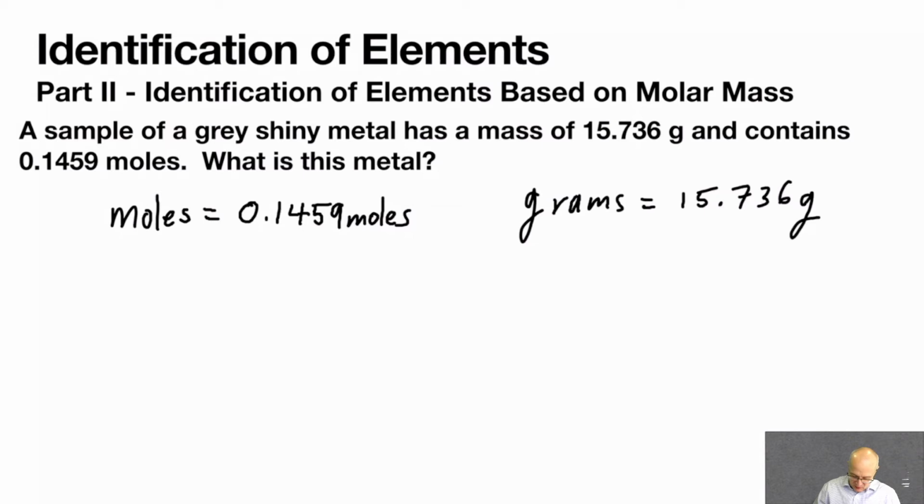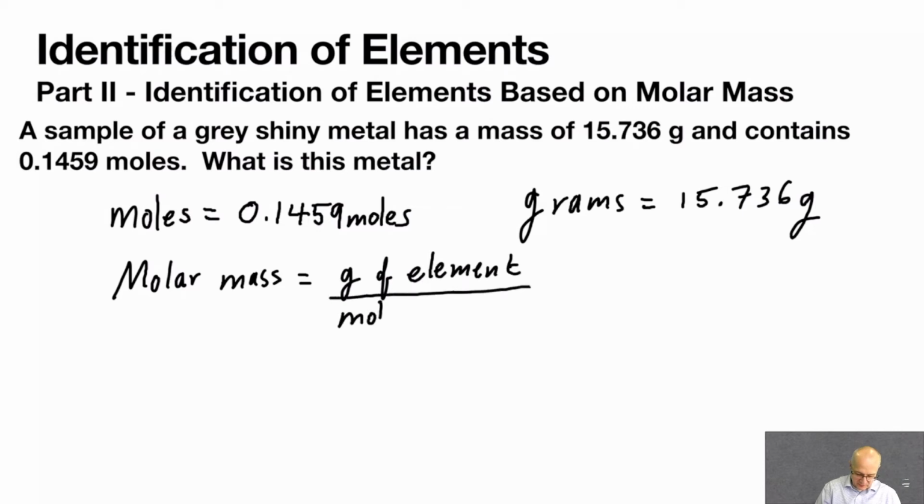We want to know molar mass. We know that molar mass equals the grams of an element divided by the moles of the element. So in this particular example, grams go on top because it's grams per mole, right?